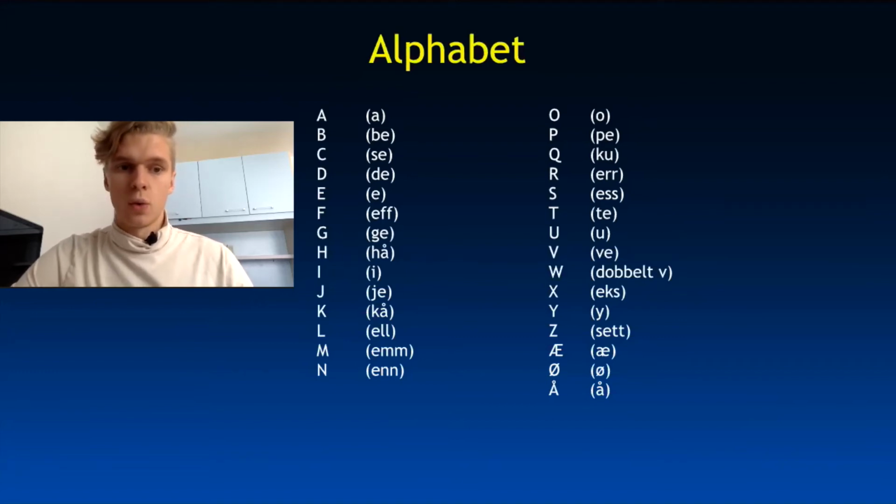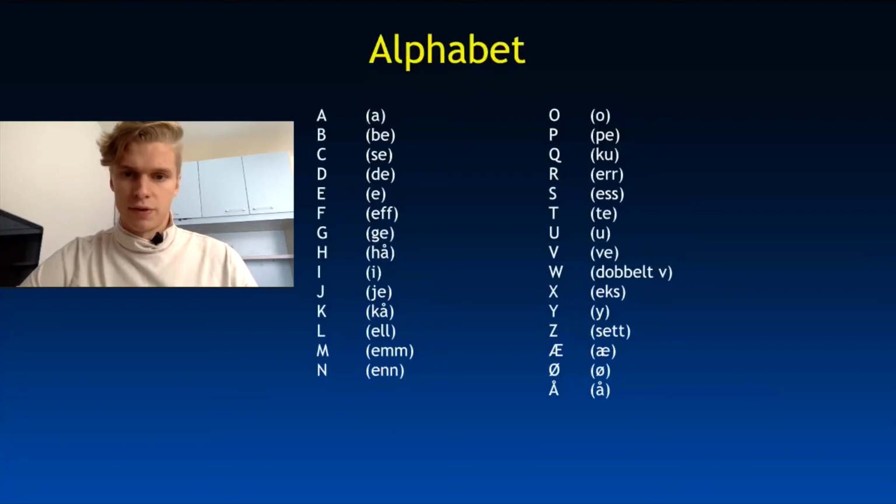The next ones are O, P, Q, R. This letter, R, can be difficult for a lot of people, especially if you're from an Asian country, because they don't really use it that much and it's different. That's why I'm putting a little bit of focus on it. R. You see how my tongue goes? That's how we say it in Norwegian. It can be difficult for some people, but if you practice it a little bit, it gets easier.